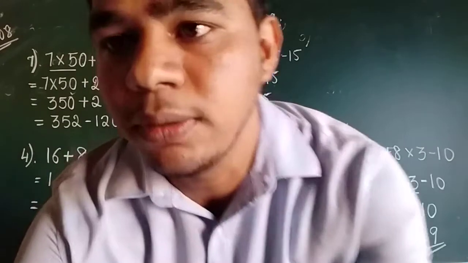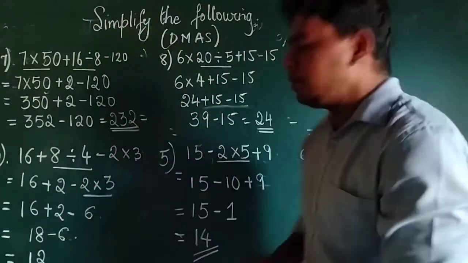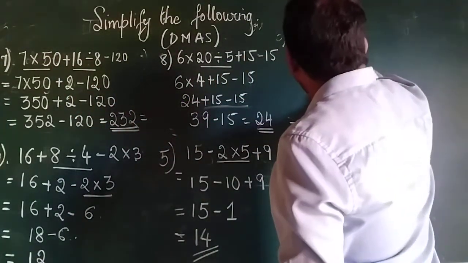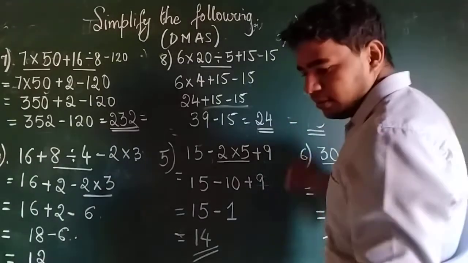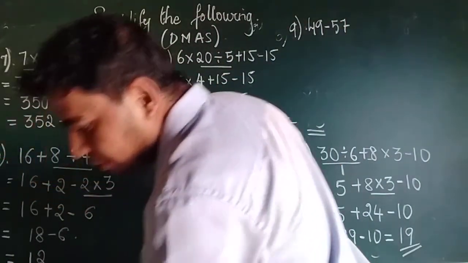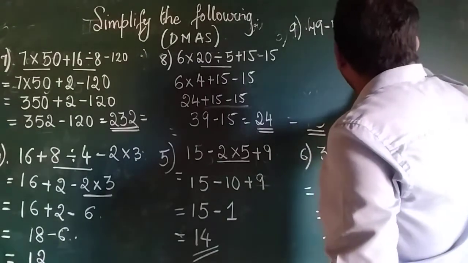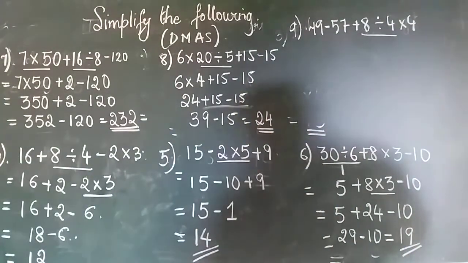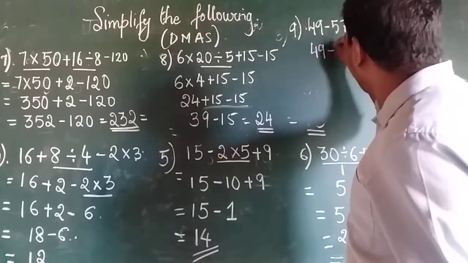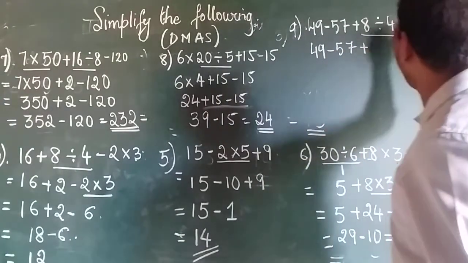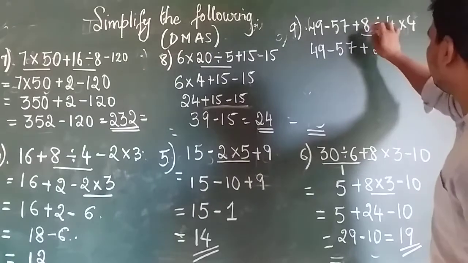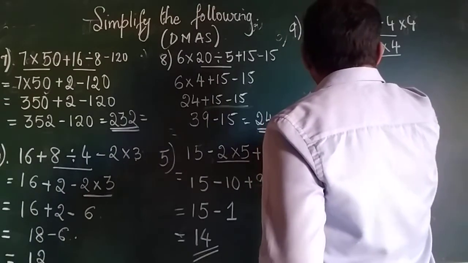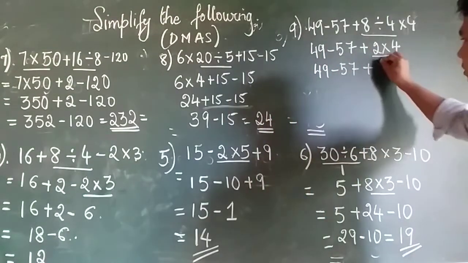Ninth one, it is 49 minus 57 plus 8 divided by 4 multiply by 4. Okay, let's do this one first. 8 divided by 4 is 2, multiply by 4. Then we'll do this. 49 minus 57 plus 2 4s are 8.